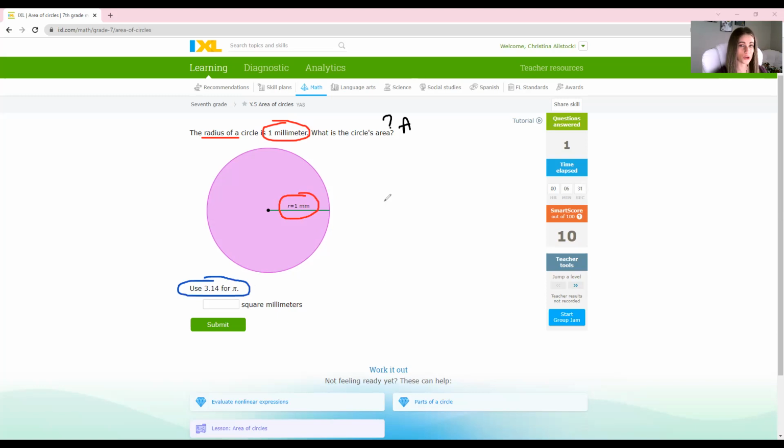All right, see if you can remember your formula for area. Area is equal to what? Pi times our radius squared. All right, we got our formula, we have our information labeled. Let's substitute them, let's plug them in. Area stays A because that's our unknown, it's what we're trying to find. Pi is 3.14, and then that is times our radius squared. So our radius is 1, and we are squaring that.